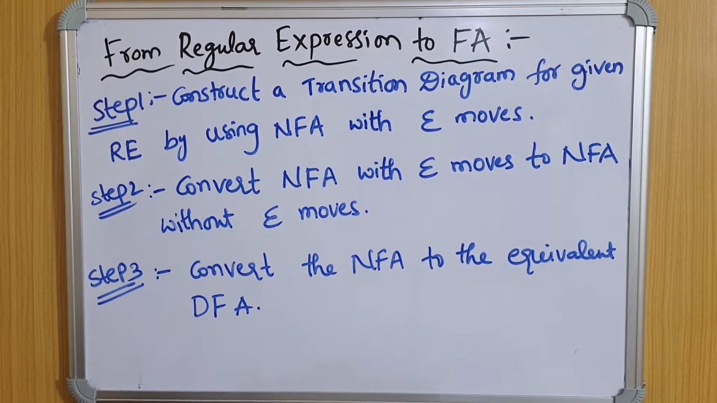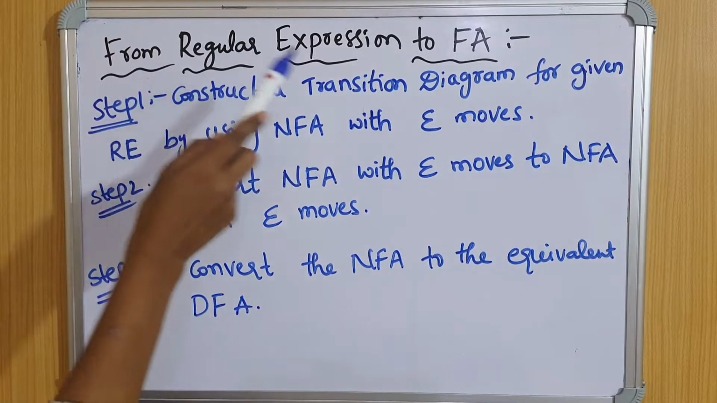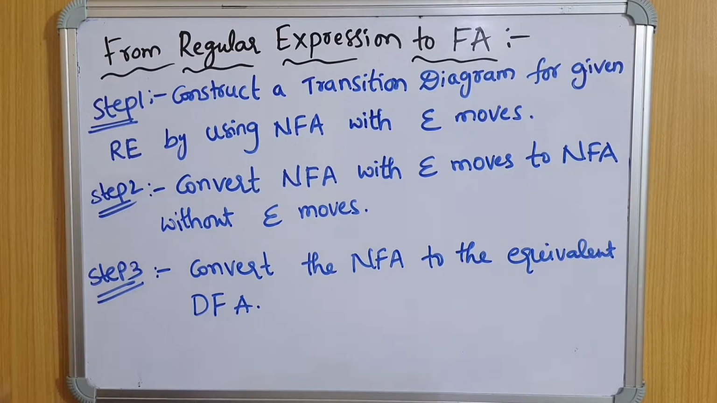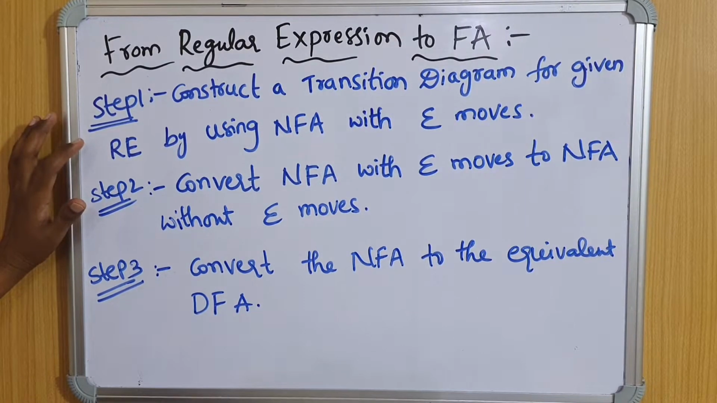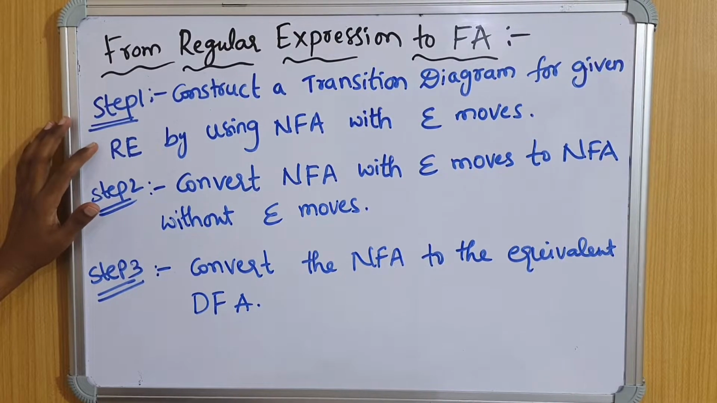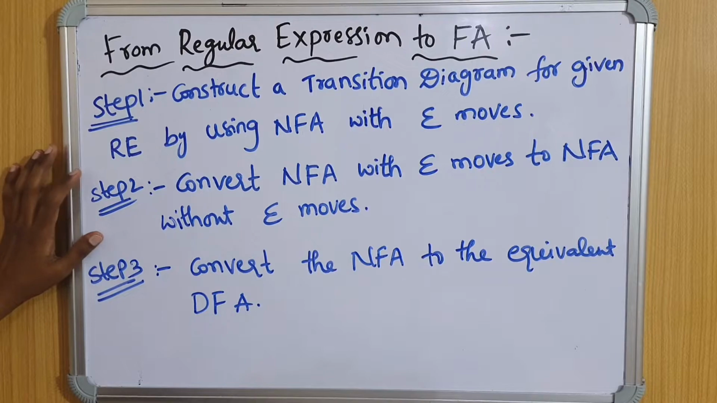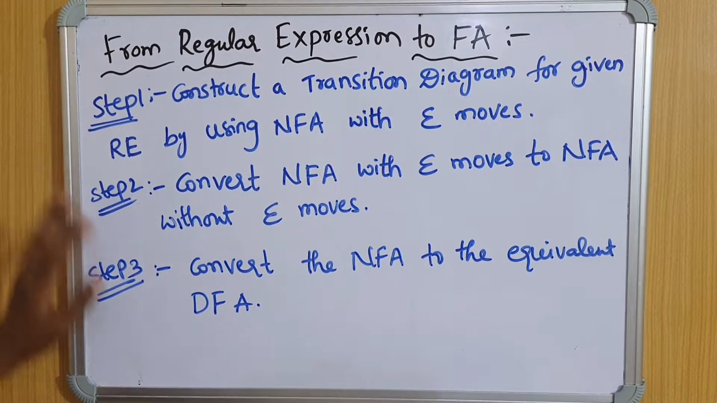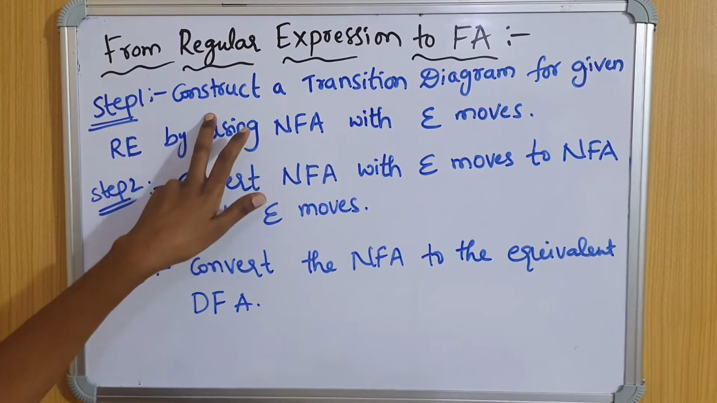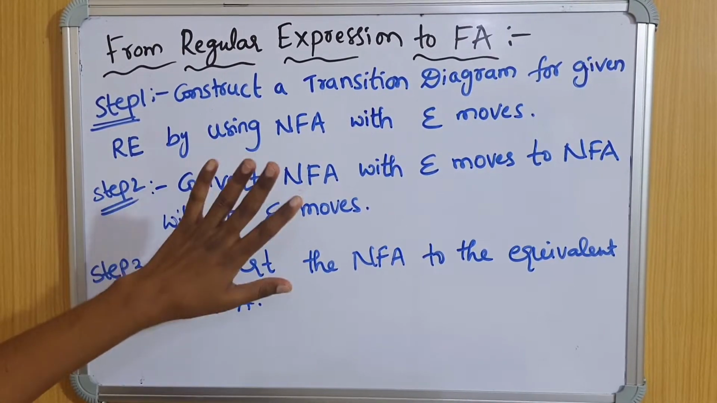Hi friends, our next topic is from regular expressions to finite automata. We have to convert a regular expression to a finite automaton. We have three steps. The first one is to construct a transition diagram for a given regular expression by using an NFA with epsilon moves. Then the second step is to convert the NFA with epsilon moves to an NFA without epsilon moves.